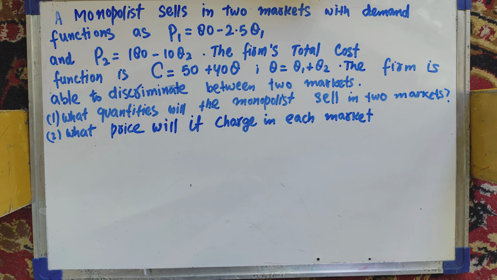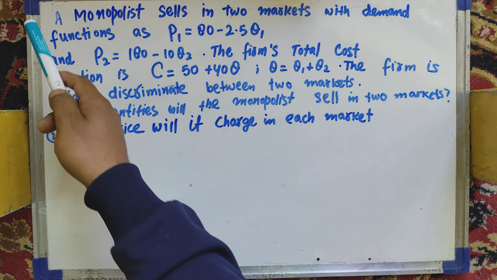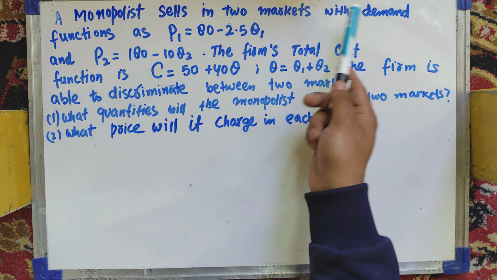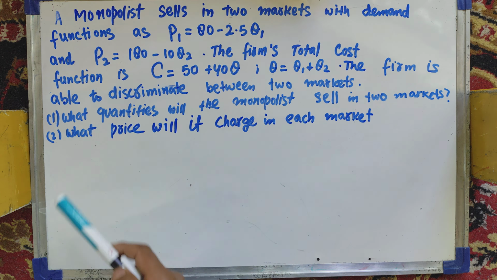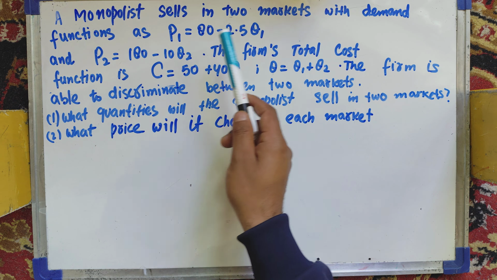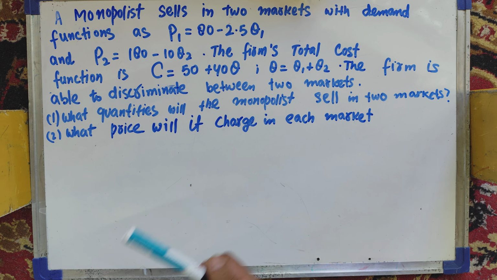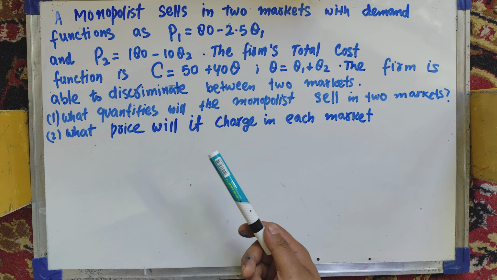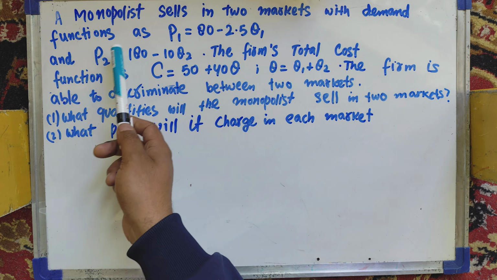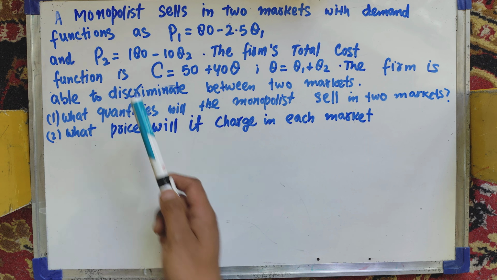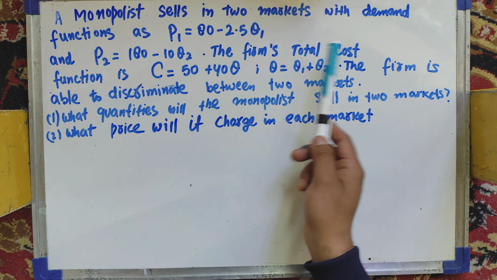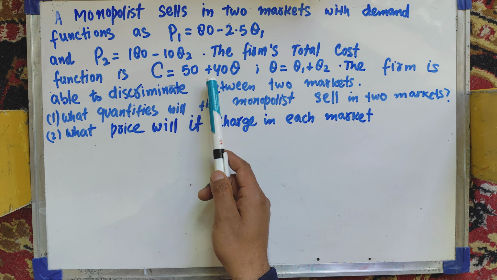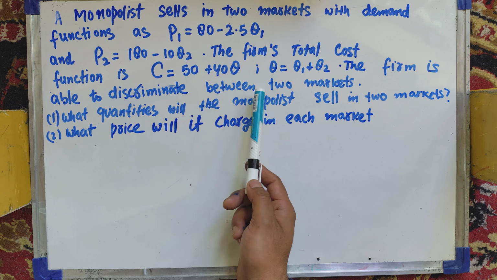Solve a question on price discrimination in monopoly. The question is: a monopolist sells in two markets with demand function in market 1, P1 equals 80 minus 2.5 Q1. P1 denotes the price in market 1, Q1 means the quantity in market 1. Similarly, the second market is P2 equals 180 minus 10 Q2. The firm's total cost function is C equals 50 plus 40 Q, where Q equals Q1 plus Q2. The firm is able to discriminate between the two markets.